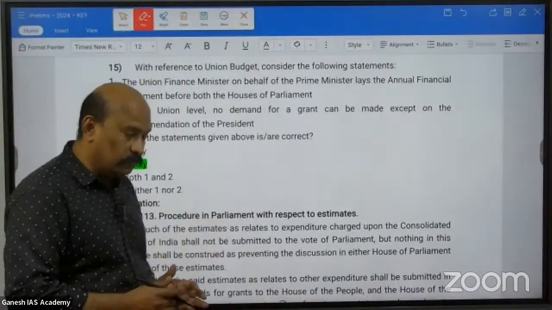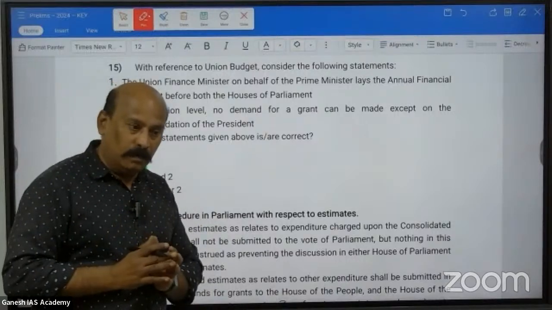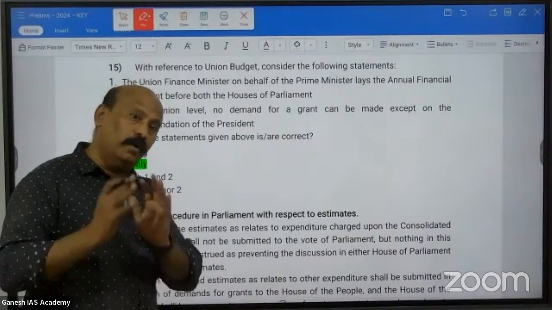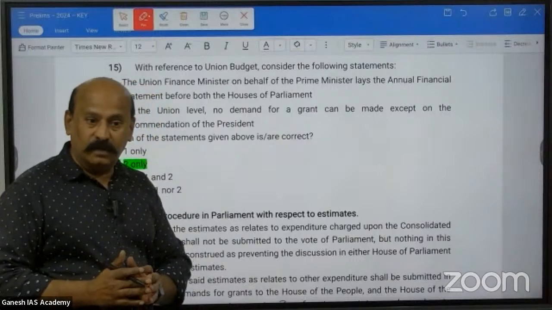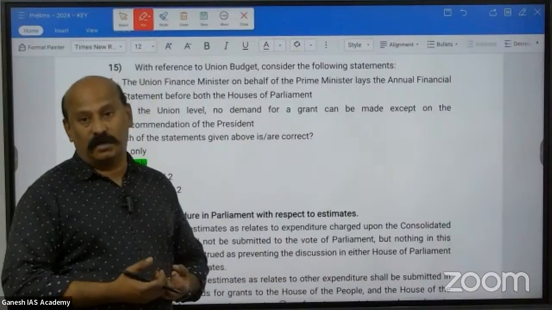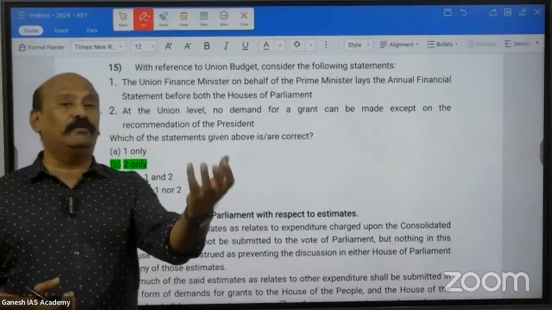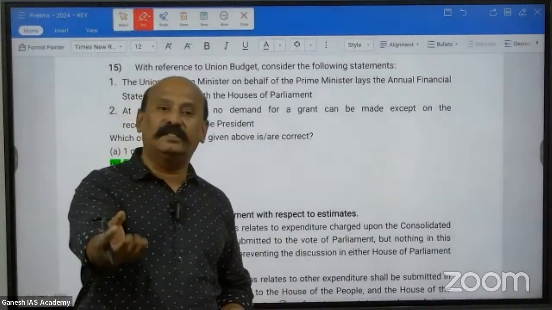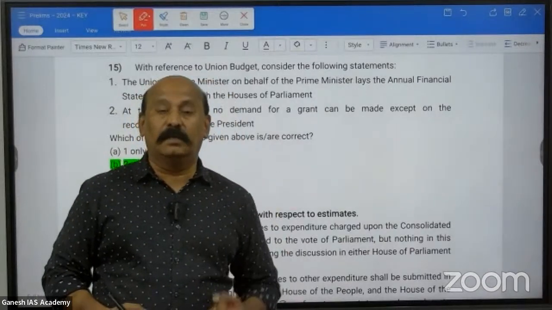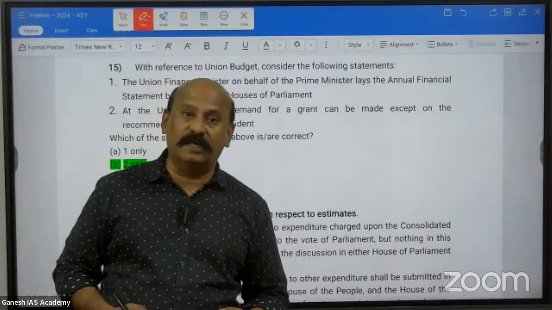Because it is the same way. It could be an ordinary bill, but when it is enacted and comes into force, it may involve expenditure from the Consolidated Fund. When there is an expenditure from the Consolidated Fund, it involves government money, public money. So the executive must demand, and only then the legislature can sanction. That is why the bill can be considered by the houses only after the recommendation of the president.